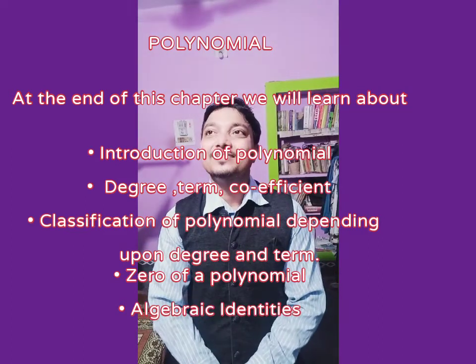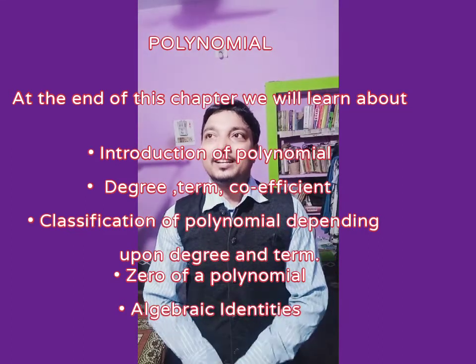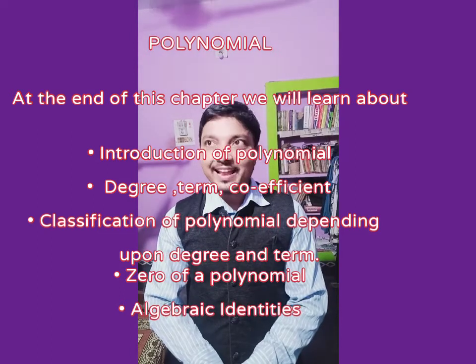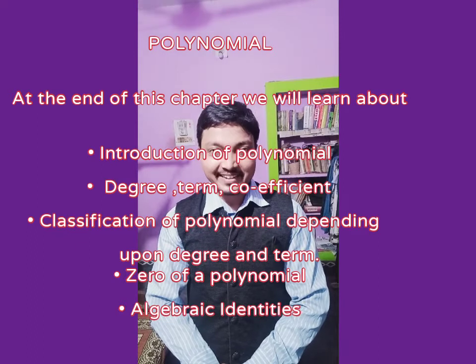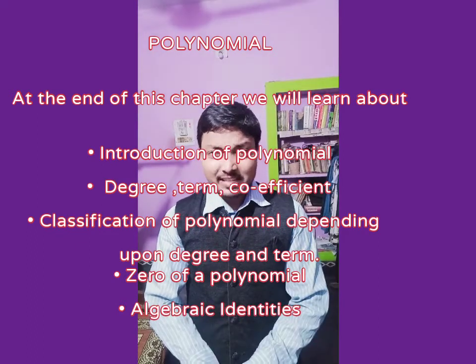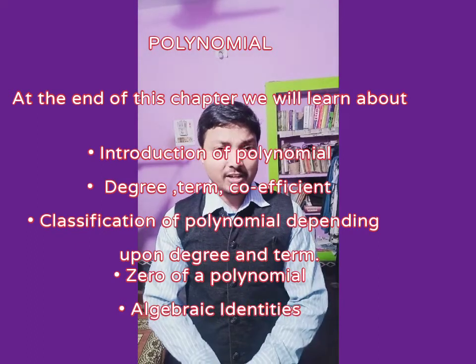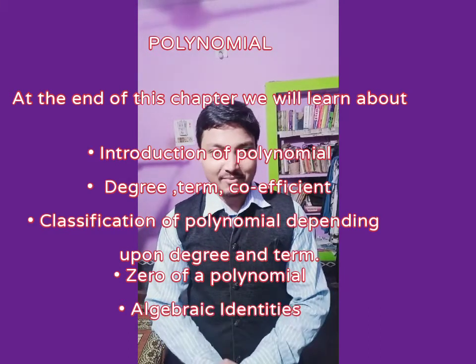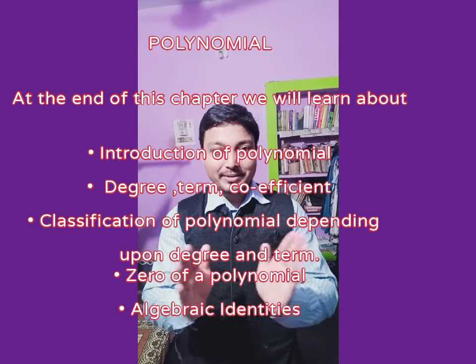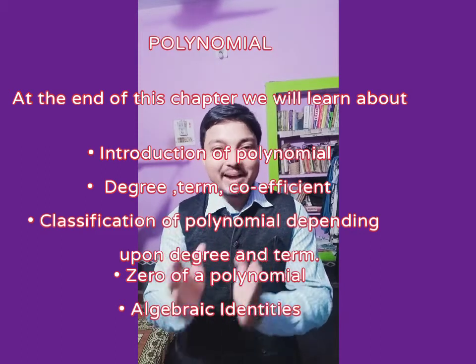Understood or not understood? Then we will also discuss the zero of the polynomial, and at the end we will discuss the algebraic identities. Actually, because of the pandemic spread, the remainder theorem and the factor theorem have been deleted from your syllabus. Understood or not understood? So it means we have to complete this within a short time period. So first we will discuss the polynomial introduction.